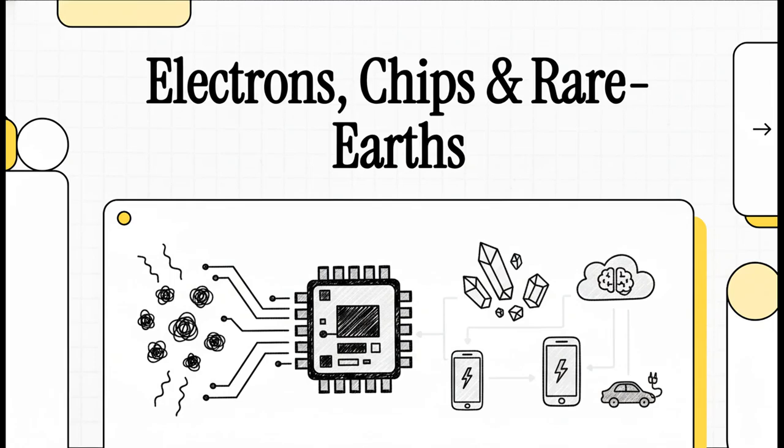You know, every time you use your phone, or you see an AI generate some amazing image, or even when you're just driving an electric car, you're basically commanding this invisible army, an army of billions and billions of tiny particles. And figuring out how to control them? Well, that's the secret to pretty much all of our modern technology. So today, we're going to pull back the curtain on how it all really works, from the electrons to the chips to the secret ingredient, the rare earth elements that make it all possible.